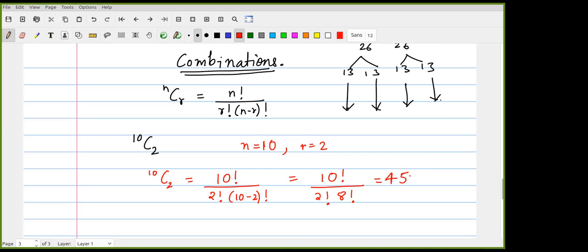Now, can you think on a common sense basis how they have approached the answer? Let me frame the question again. There are 10 students and they want to select 2 students, say for a scholarship. How can they do this so that they come to 45 if they don't know this formula? Just plain common sense.